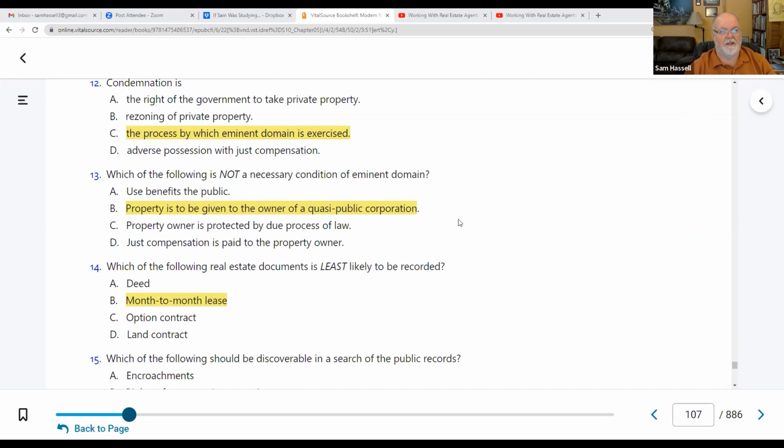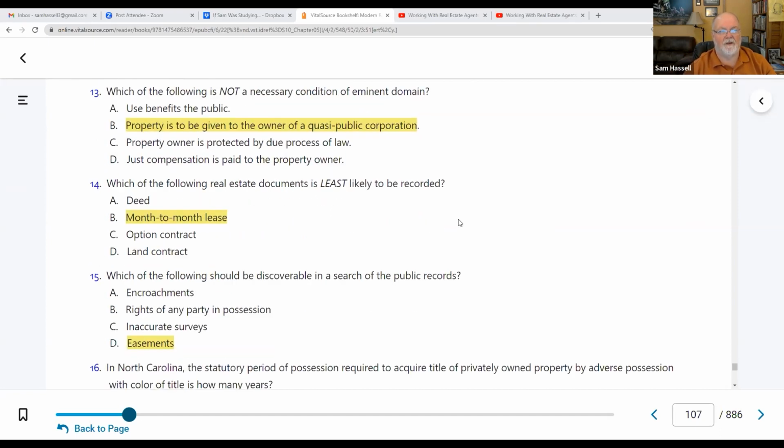All right. Number 13, which of the following is not a necessary condition of eminent domain? All right. And the answer is B, property is to be given to an owner of a quasi-public corporation. It's got to be for the public use, right? It's got to be for the public use, not a quasi-public corporation and not given to the owner. It has to be for the public use. Roadways, expansions of roadways, maybe you need water rights, maybe you need some other stuff, but it can't be to a corporation, right? It has to be for the public good.